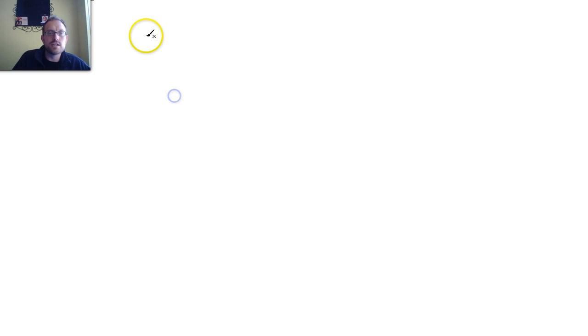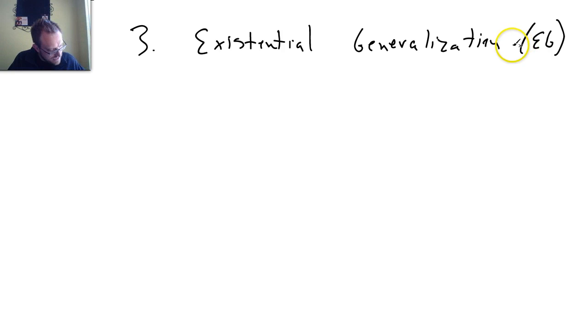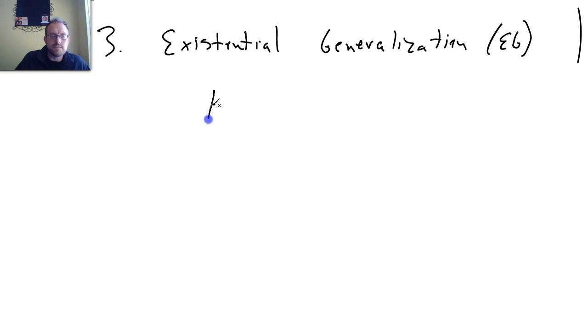Okay, let's look here at number 3, our third rule. And this is going to be the existential generalization. The existential generalization, this is EG for short. Existential generalization looks like this, and here's the definition.